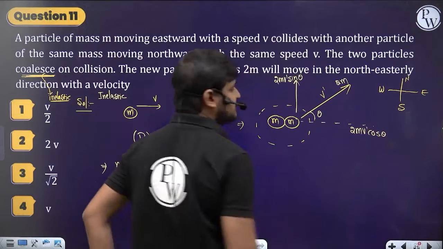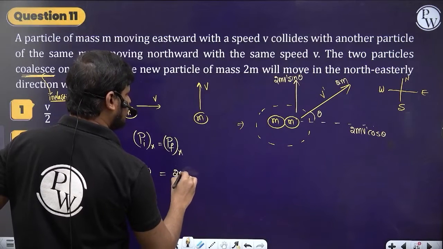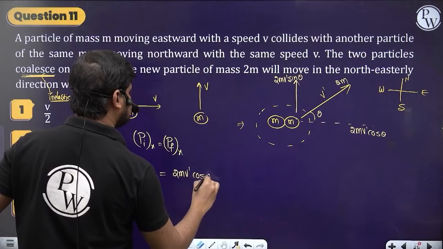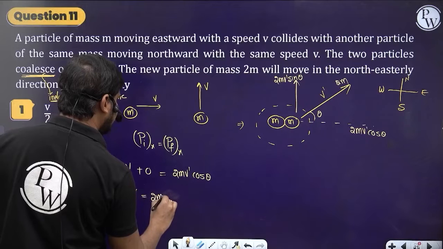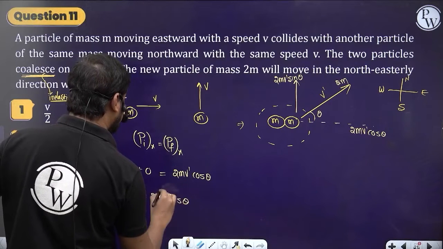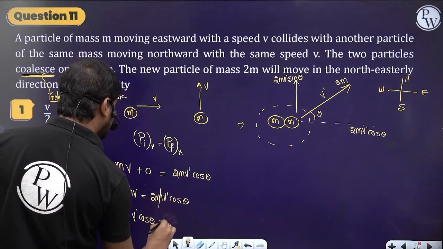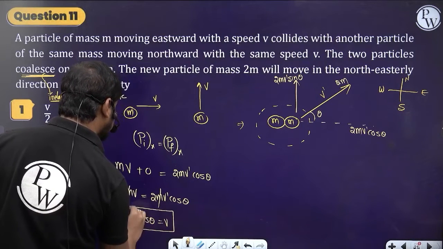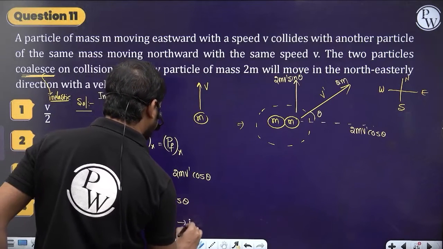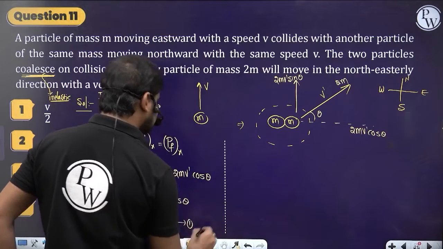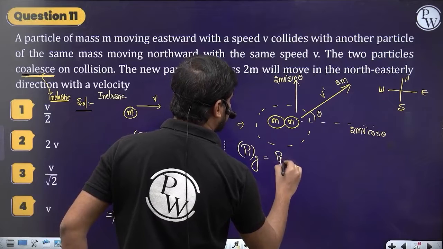Yes or no? Now in the x direction I can write 2m v dash cos theta. So mv equals 2m v dash cos theta. From here m cancels, so we get 2v dash cos theta equals v. Let it be equation number 1. Similarly, do the conservation of momentum in the y direction. The initial momentum in the y direction must equal the final momentum in the y direction.